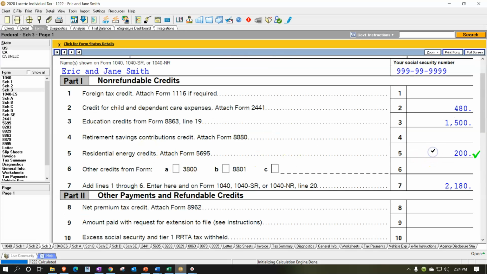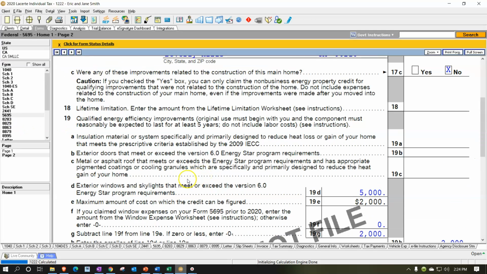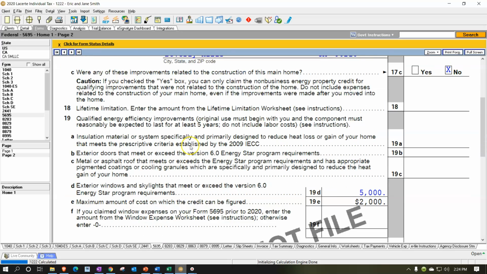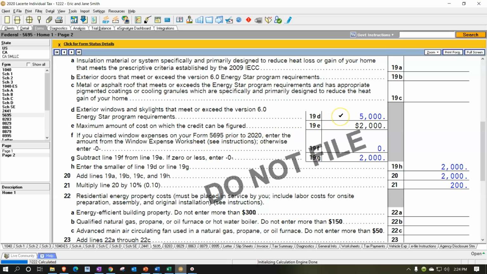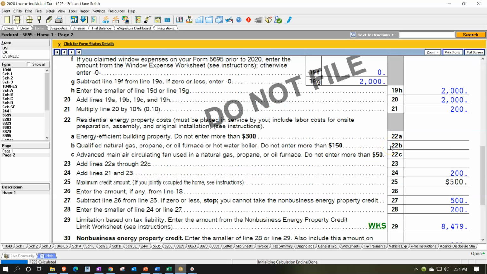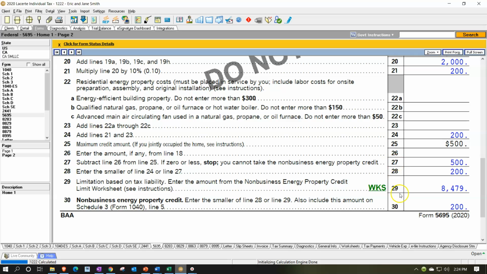Now we have the 200 here. 200 being coming from Form 5695. So if we go down to Form 5695, then we're on basically page 2 here, non-business energy property credit. And we see the calculation down below. There's the 5,000 that we had. We have basically the 2,000 that's going to be available for the credit. That's kind of like the limit that we're going to have here. And then we're going to be picking up the 10% of it for that $200. The $200 in essence then is what's pulling over to Schedule 3 line 5.